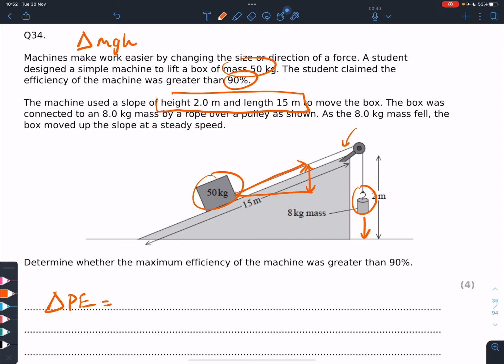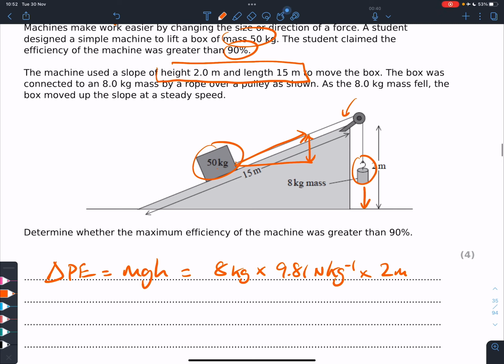The change in potential energy, mgh, of the small mass is 8 kilograms times 9.81 newtons per kilogram times the 2 meters. So this potential energy, let's do this on the calculator, equals 8 times 9.81 times 2, which is equal to 156.96 joules.